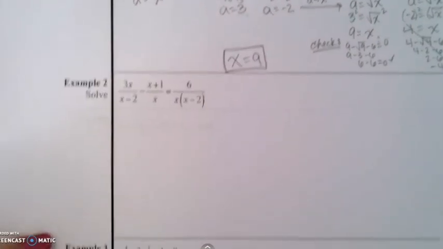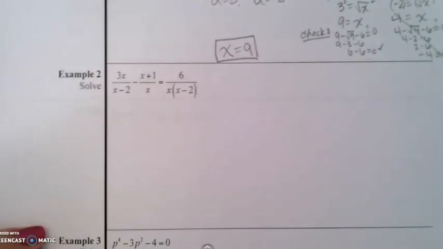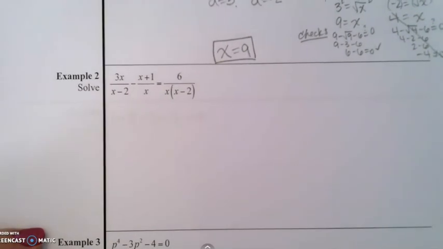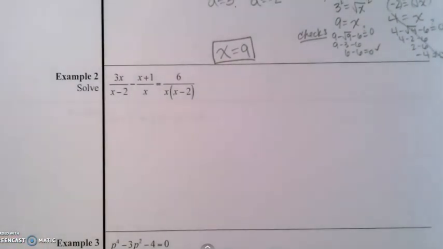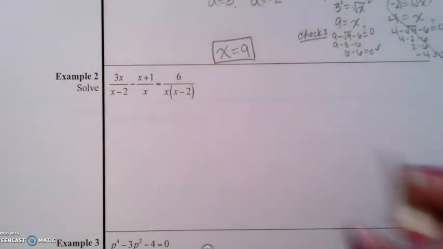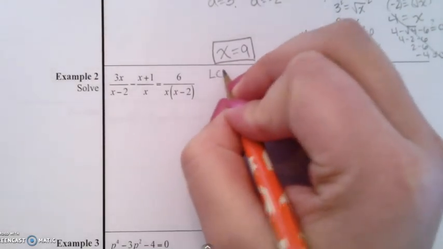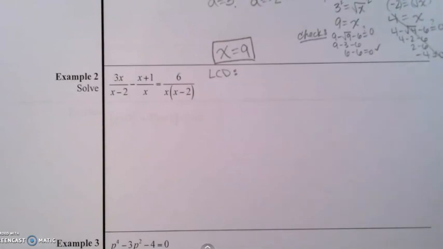In example 2, again, we start with something that does not look to be quadratic. However, it might lead to something that's quadratic. So when I'm looking at this, I say, hey, I see fractions, I see an equal sign, so my first step is going to be to clear these fractions. And in order to clear the fractions, remember we need an LCD. So pause the video now, see if you can find the LCD.